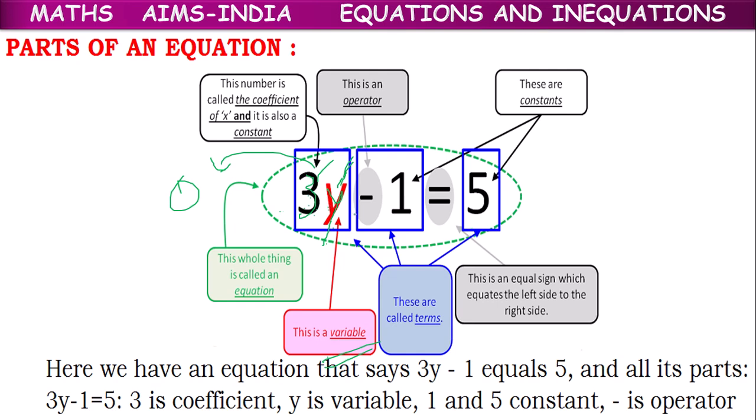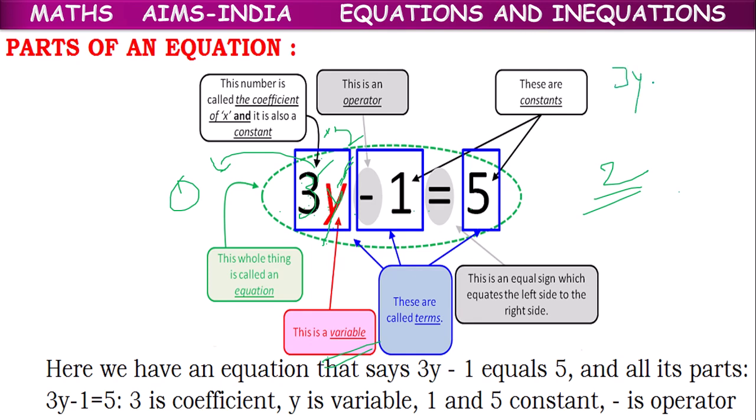Suppose 3y minus 1 equal to 5. In place of y, if I keep 2, 3 twos are 6, and 6 minus 1 equals 5. So y is open for the value 2 because it's an equation.